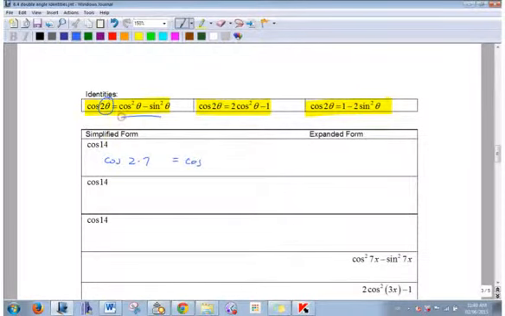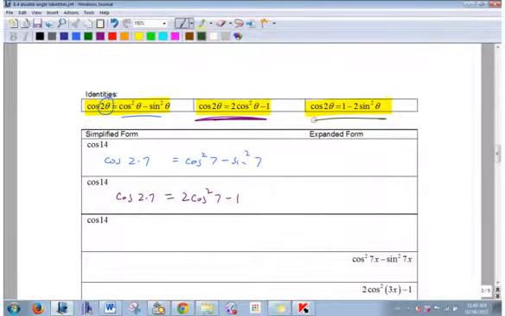So I could write this as this one, cos squared 7 minus sine squared 7. Or I could write it like that one, where that's 2 times cosine squared of theta, where theta is 7, minus 1. Or I got this option. 1 minus 2 times sine squared theta.